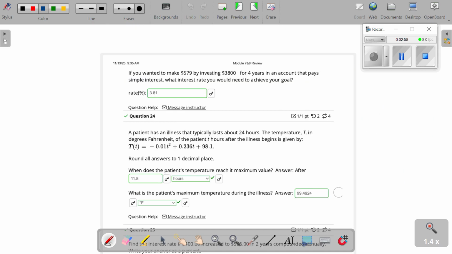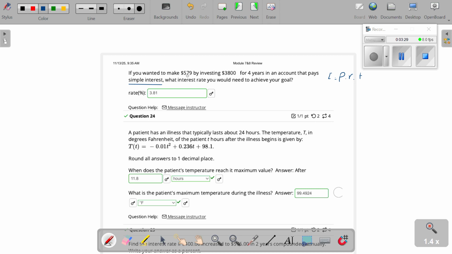Next question, if you wanted to make $579 by investing $3,800 for 4 years in an account that pays simple interest, what interest rate would you need to achieve your goal? So first of all, simple interest has a formula that looks like this. I equals P times R times T. I is the interest, P is the initial amount or principal amount, R is the rate, and T is time.